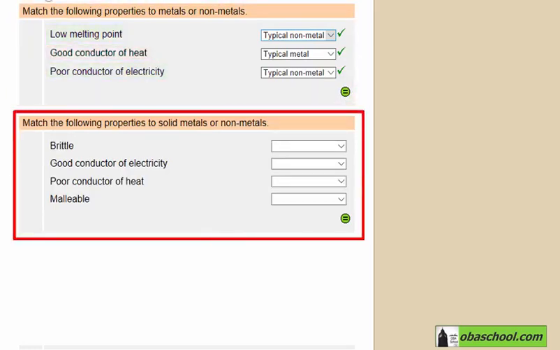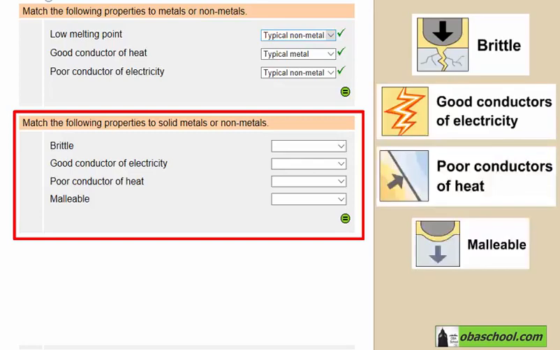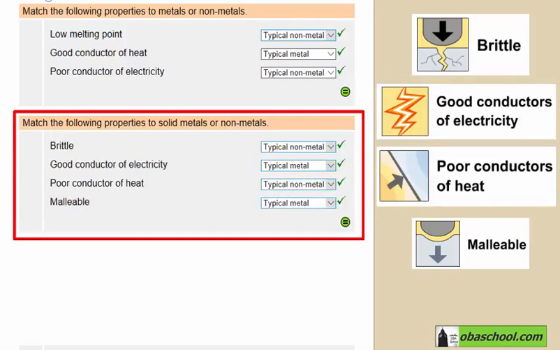Here is another set of properties, and we have also to label each property as corresponding to a metal or a nonmetal. That's perfect. Nonmetals are brittle and they are poor conductors of heat, whereas metals are good conductors of electricity and they are malleable.